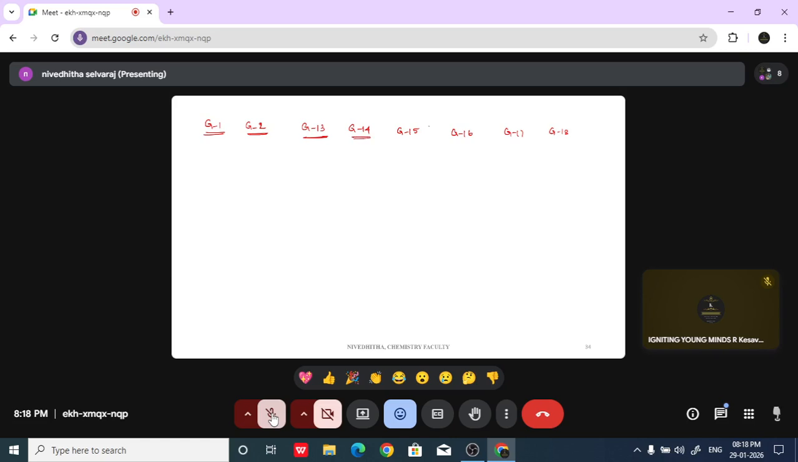As far as group 1 is concerned, what are all the elements we have in group 1? Lithium, sodium, potassium, rubidium, cesium, francium. This is the second period. This is the third period. This is the fourth period. Fifth, sixth, seventh period. So we have 7 periods and 18 groups. Right?